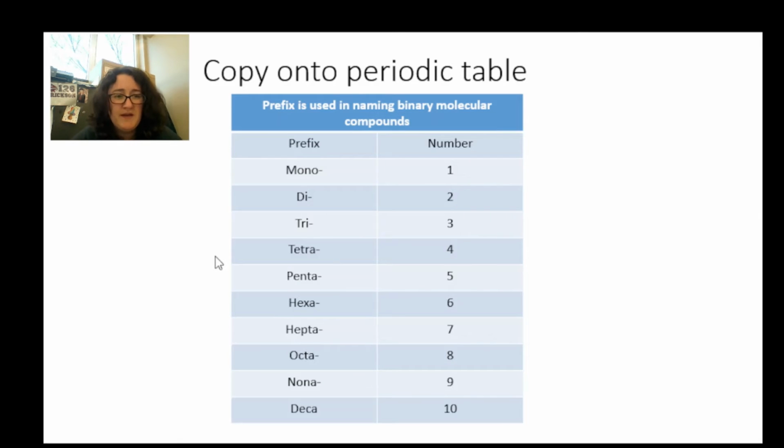This is your copy of the prefixes we use in covalent naming or molecular naming. Note mono means 1, di is 2, tri is 3, tetra 4, penta 5, hexa 6, hepta 7, octa 8, nona 9, deca 10.